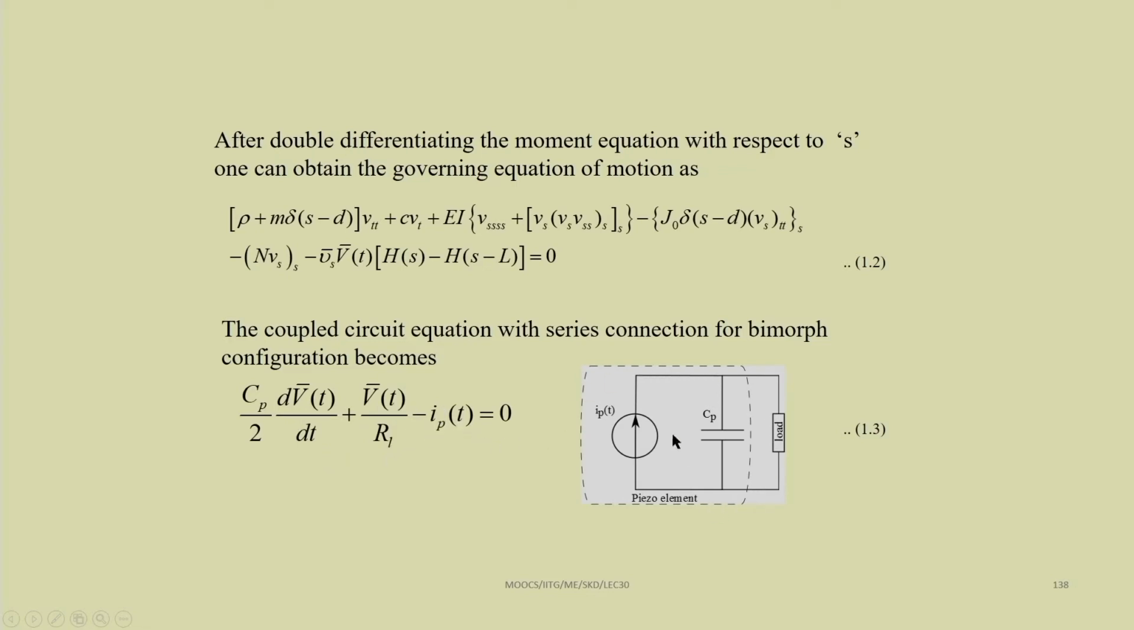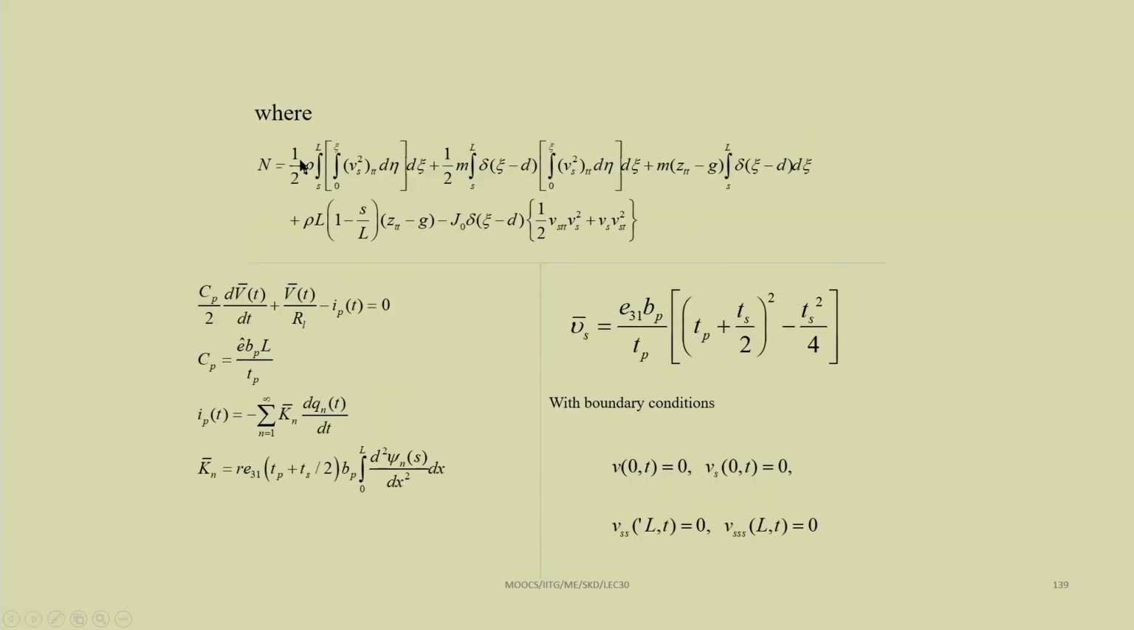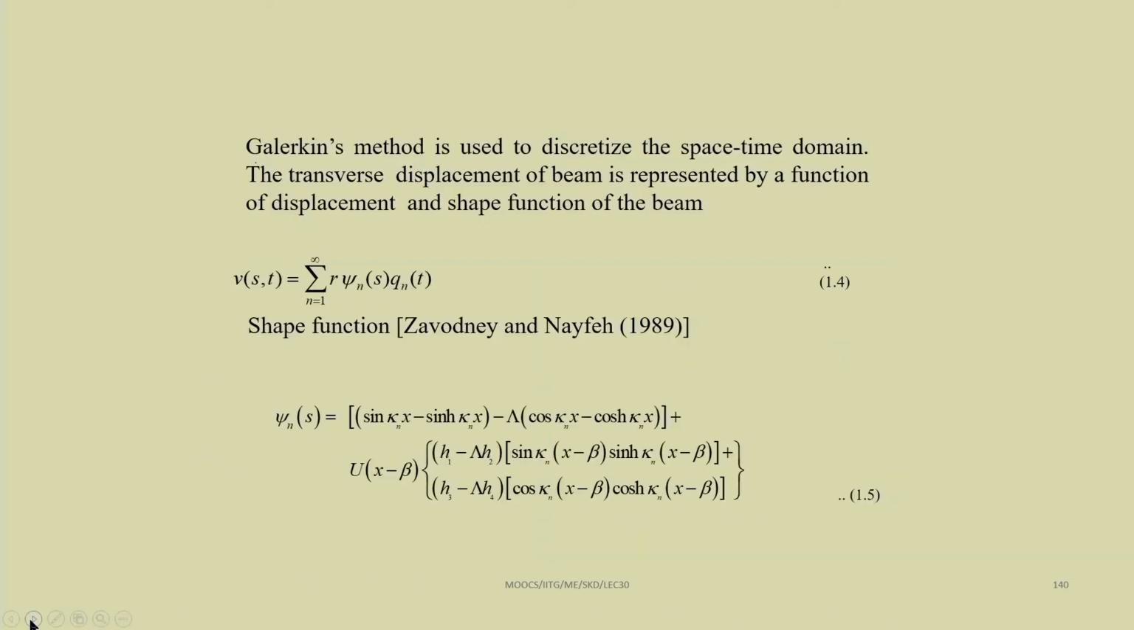So, this is using Kirchhoff's voltage law, so you can easily derive this one. Then where n equal to this, and all these equations you can easily derive. These are the boundary conditions we also obtain. So, when you are applying this Hamilton principle, you can get the boundary conditions along with the equation of motion. So, now the generalized Galerkin method can be used.